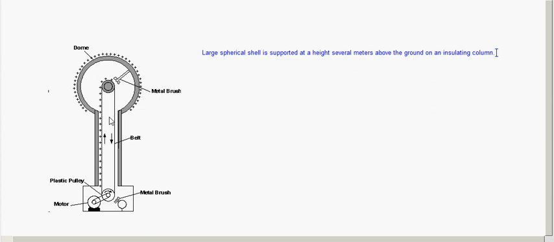Next, a long belt, which is generally made of rubber or silk, is wound around two pulleys. The belt is continuously kept moving. The belt is moved using this motor. The motor drives the pulleys and hence the belt continuously moves.